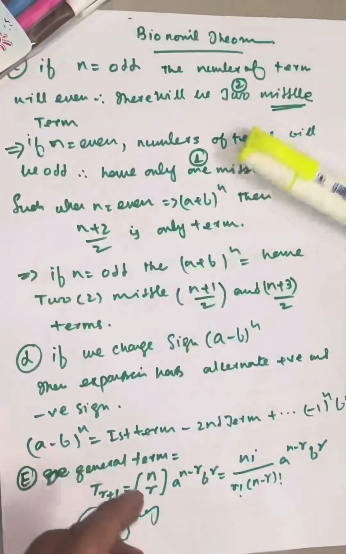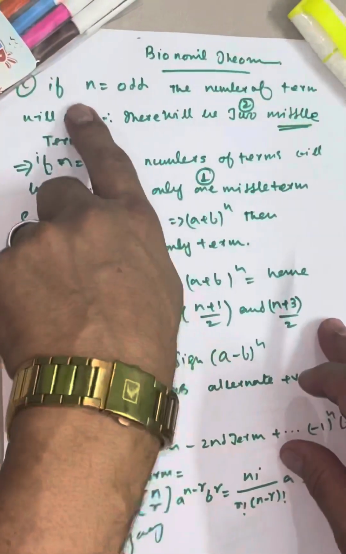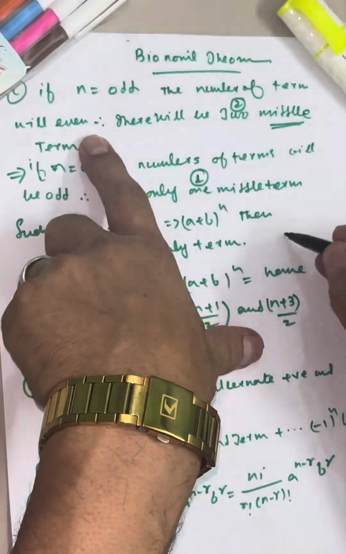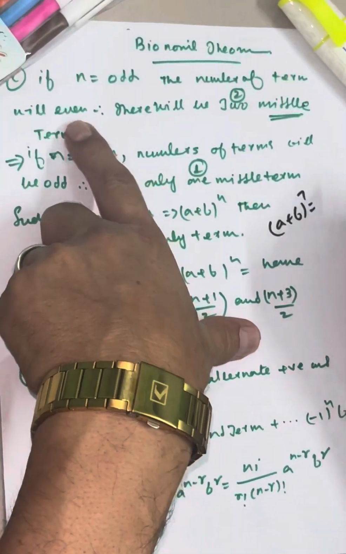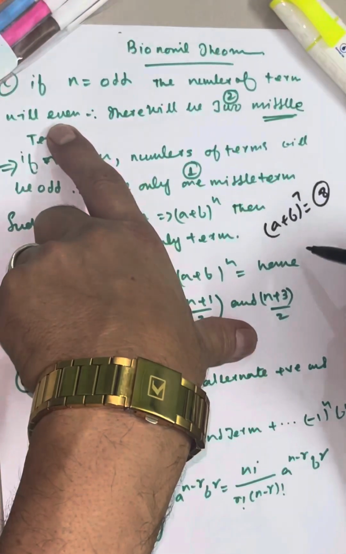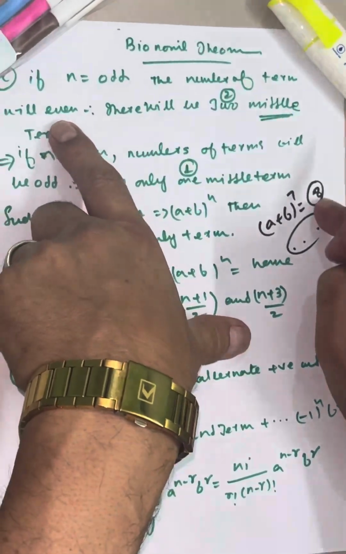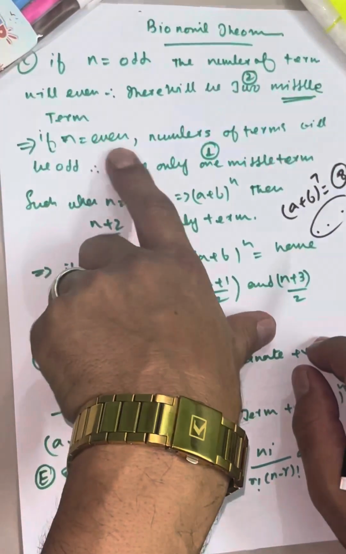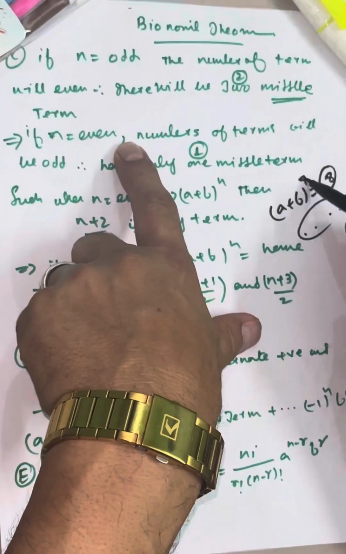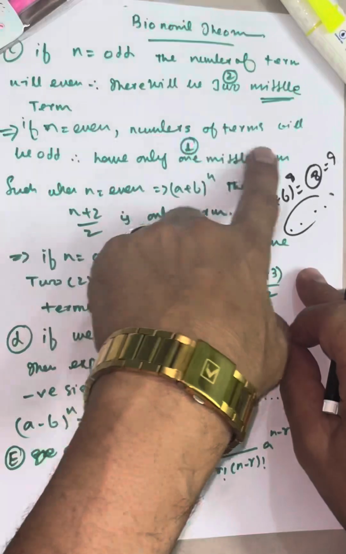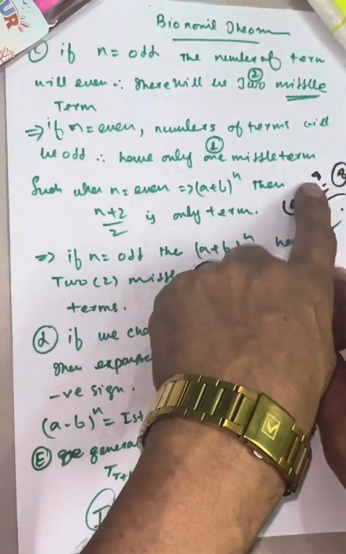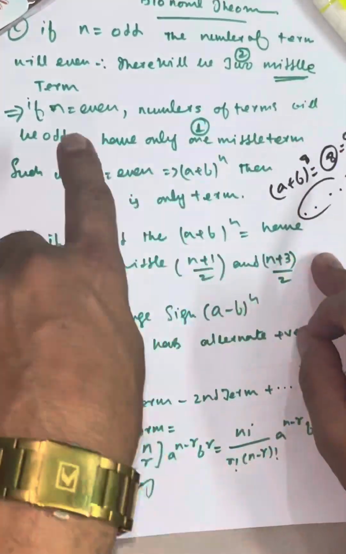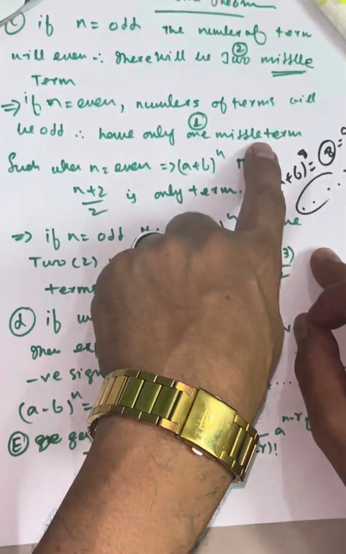And now this one is very important. If n is odd, the number of terms will be even. Let's say (a + b)^7, the number of terms will be 8. Terms mean 1, 2, 3 terms, and this will be 8. So there will be 2 middle terms. And if n is an even number, like 8, we get 9, so the number of terms will be odd. Let's say (a + b)^8, the number of terms will be odd, 9. This is an example, so only one middle term.